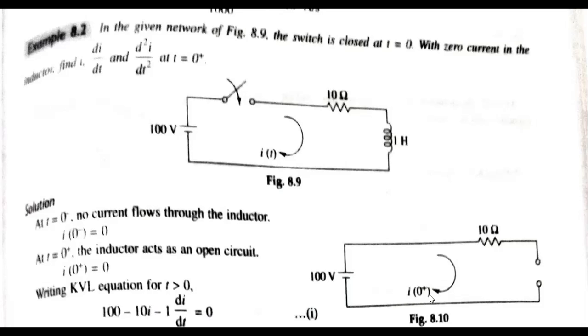So the voltage we are applying, the current will be 0 plus after the switching, and the resistor will be as it is, but the inductor will be treated as open circuited. Getting? Now, after this, 100 minus 10i minus 1 into di by dt equals to 0 will be equation number 1.